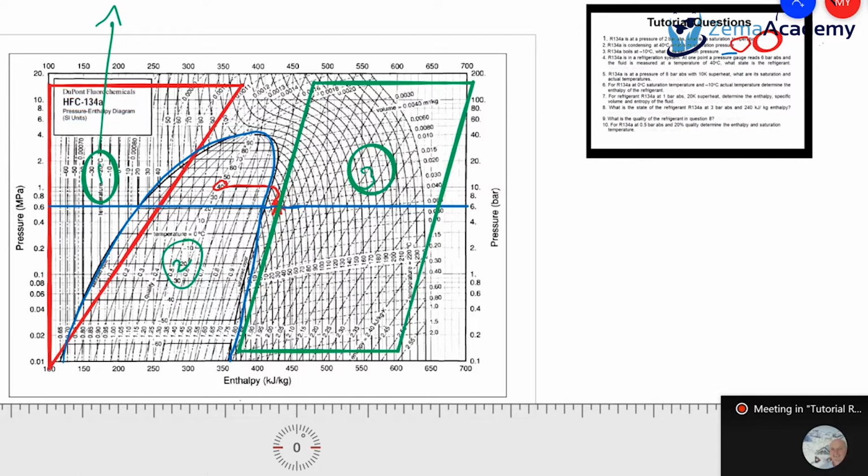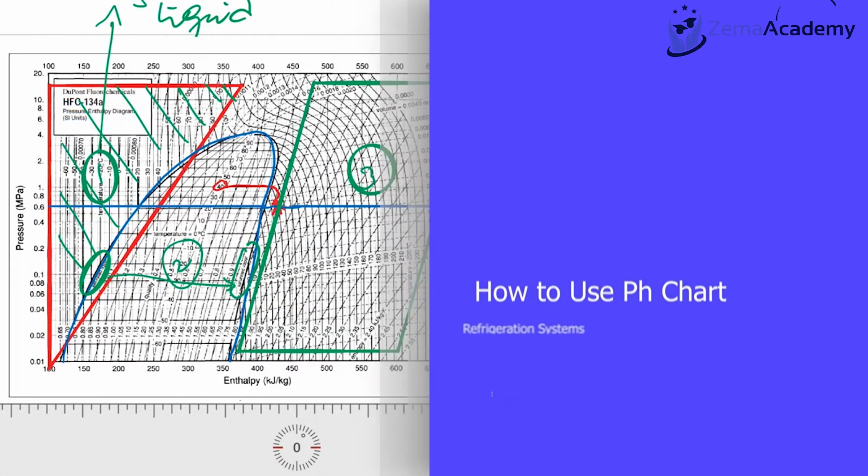Subcooled liquid. So meaning anything in this region is liquid, subcooled liquid. And inside the circuit, inside the region, what do we have? It varies all the way from saturated liquid on the left-hand side, and if you move all the way to the right-hand side, it is saturated vapor. And anything in the middle is mixed.